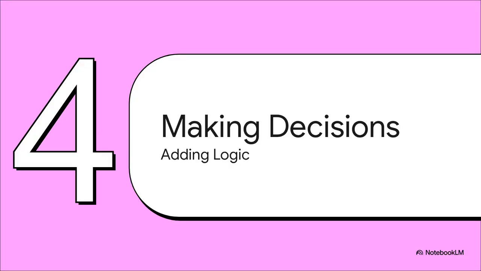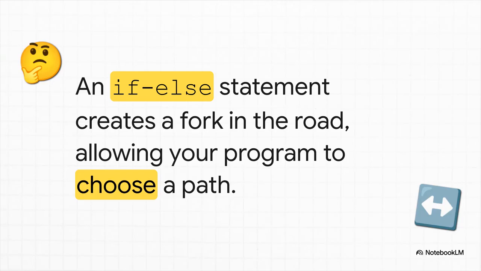Awesome, so our program can now remember things. It can talk to us. But to make it really useful, we need to give it a brain, the ability to make decisions. It's time to add a little logic. The most basic tool for this is the if-else statement, and it works pretty much exactly how it sounds. If some condition is true, do one thing. Else, do a different thing. It creates a fork in the road, which lets our program choose a path based on whether something is true or false.